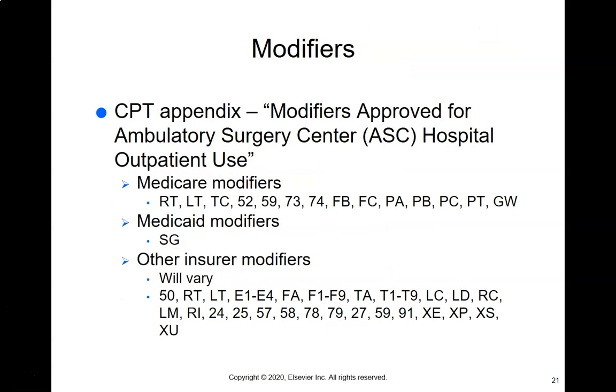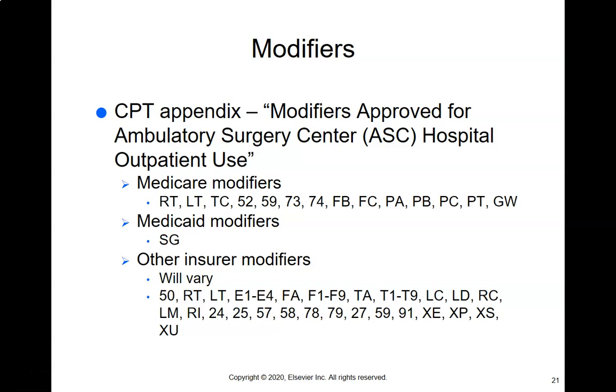Modifiers. Procedures and services are often complex, so modifiers provide additional information about the procedure. The CPT modifier can describe whether multiple procedures were performed, why that procedure was necessary, where the procedure was performed on the body, how many surgeons worked on the patient, and other information that may be critical to a claim status with the insurance payer. The CPT appendix modifier approved for ambulatory surgery centers, hospital outpatient use.